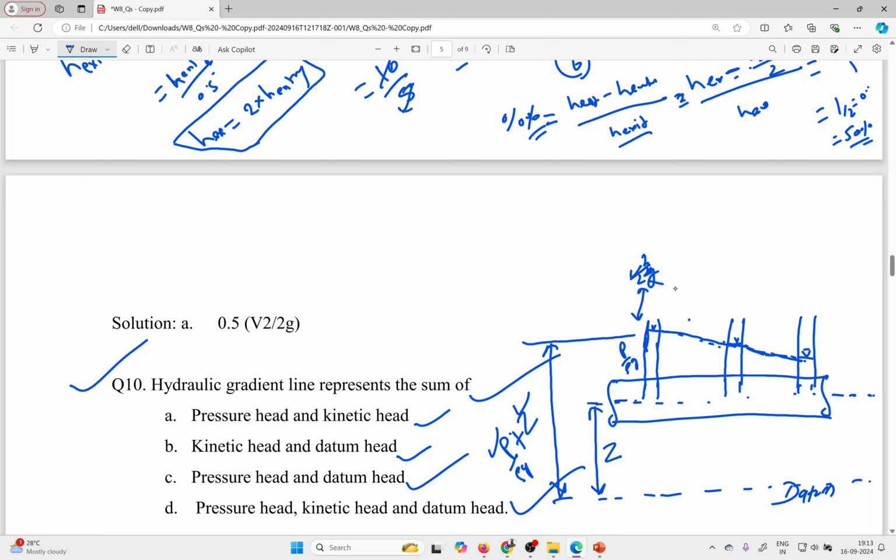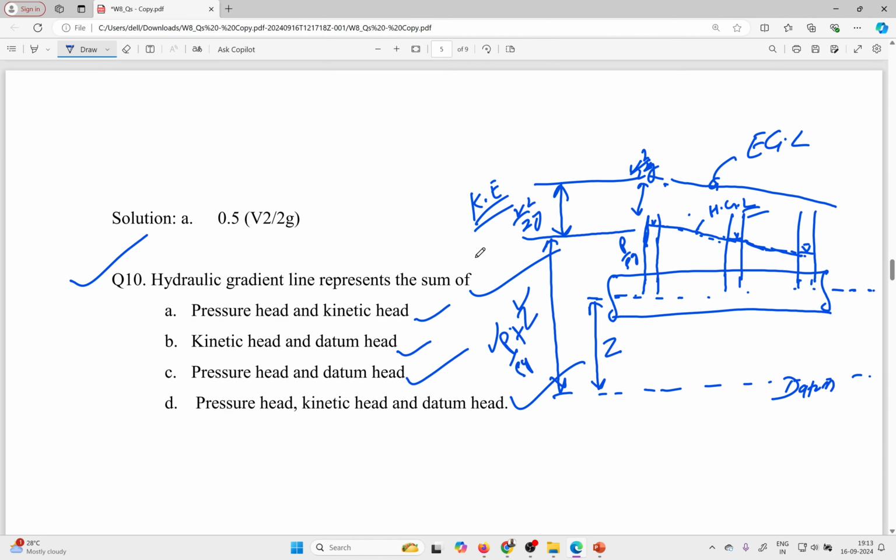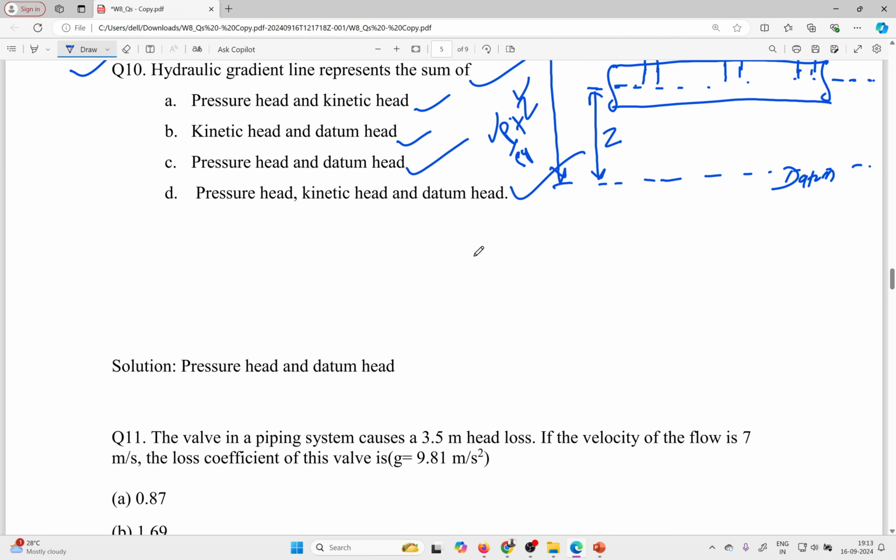So another line will come like that. This will include your V square by 2g, that is your kinetic energy. So this is known as the energy gradient line. This is a hydraulic gradient line. Remember please. Okay, now moving ahead with the next question.